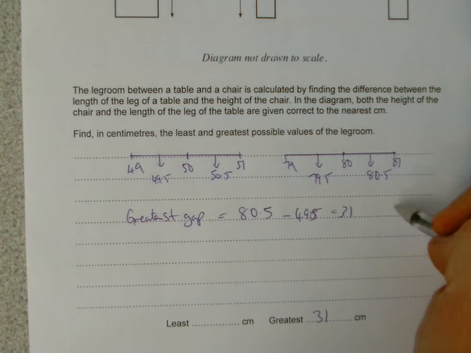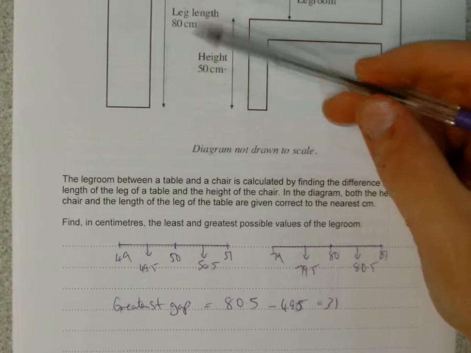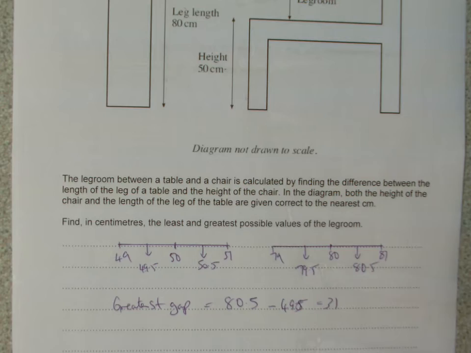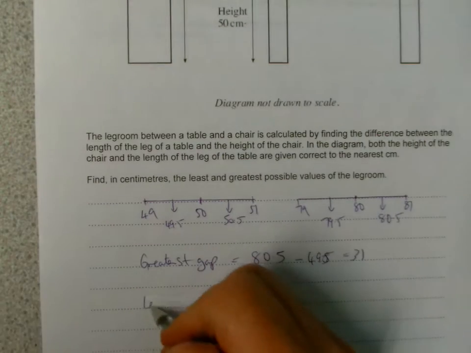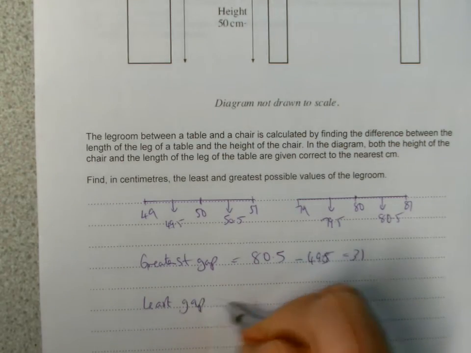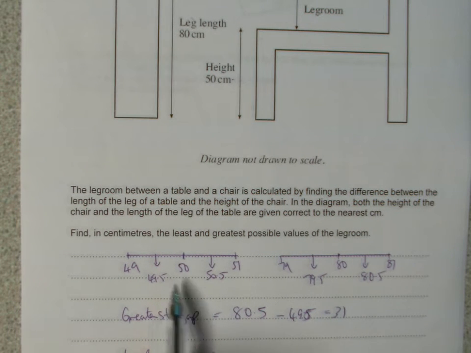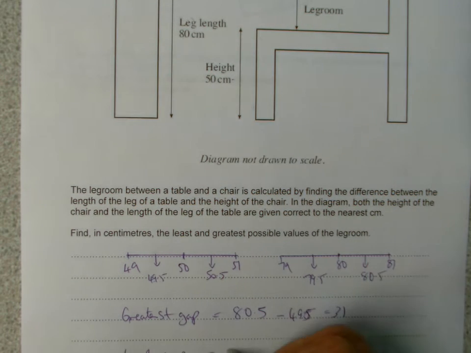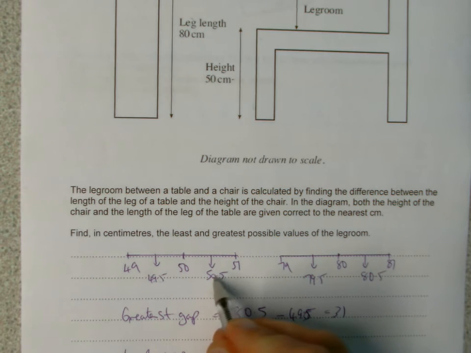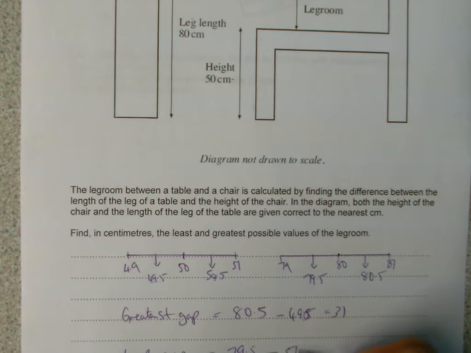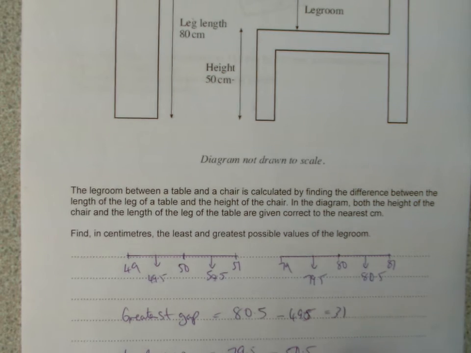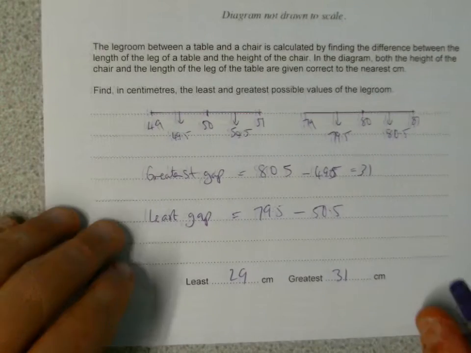So that'll be the greatest gap between them. All I've done is the greatest length, take away the smallest height. To get the least gap, you do the other way. Least gap, you choose the smallest leg length, which is 79.5. Take away then the biggest height of chair, which is 50.5. So work that out and you get 29. So there's your answers there.